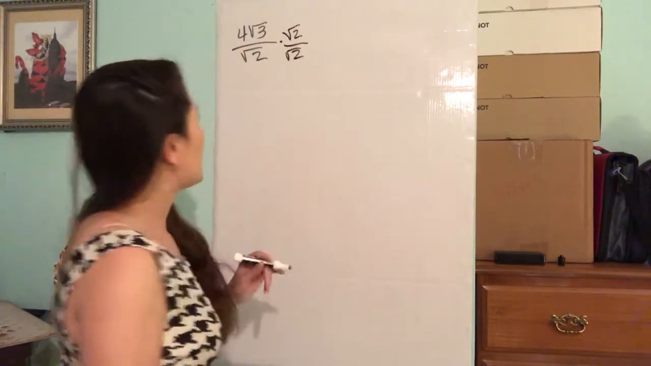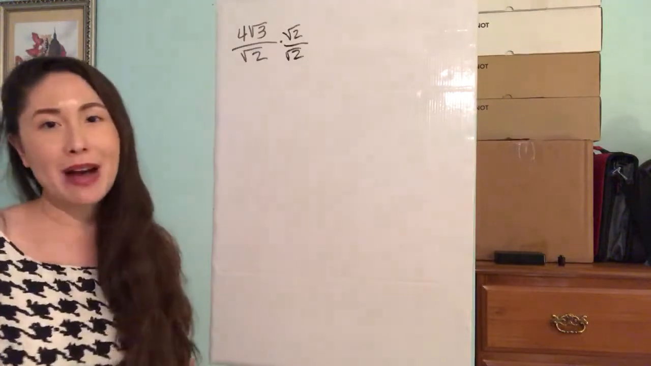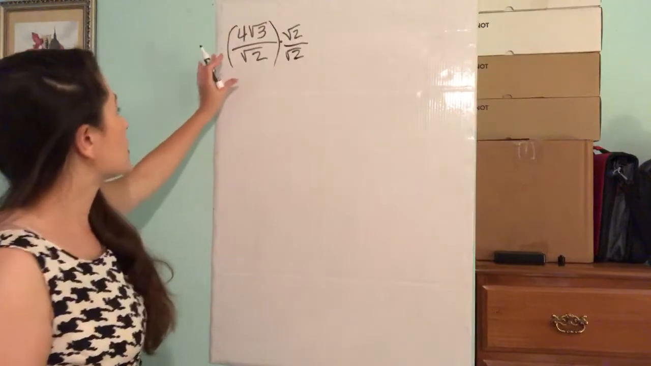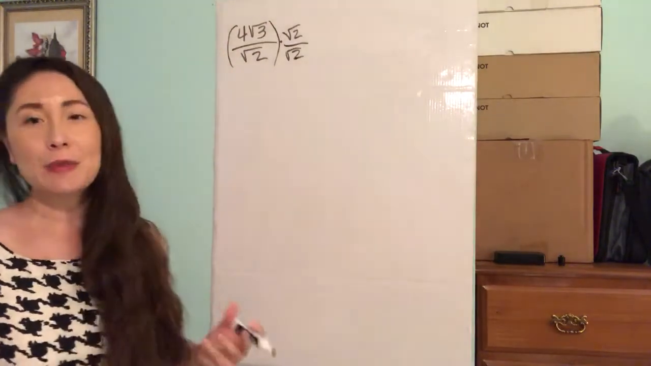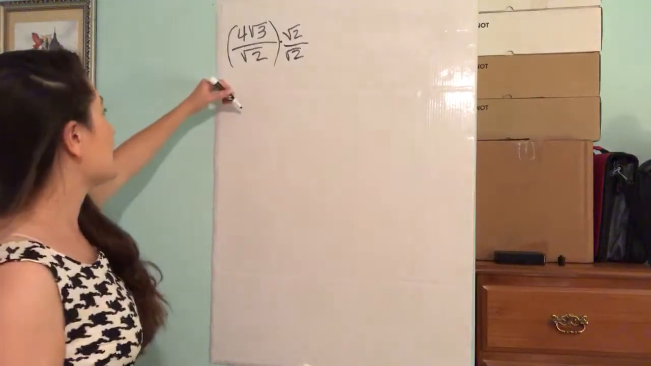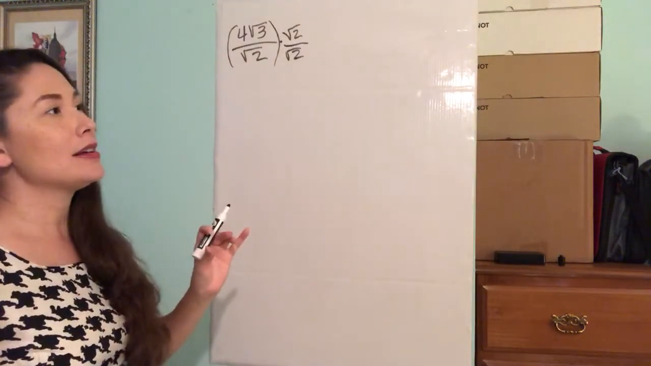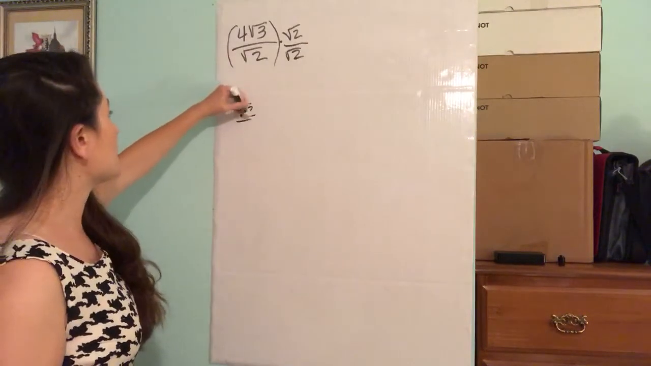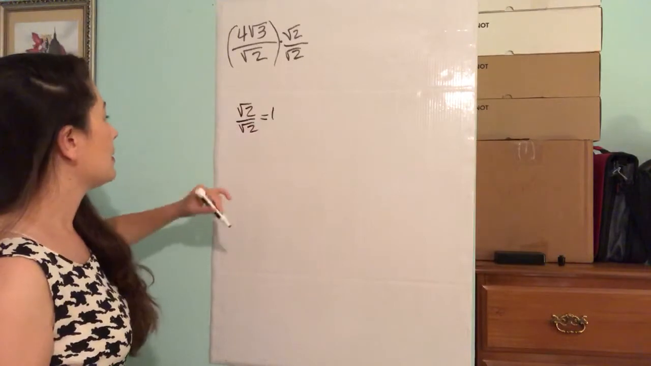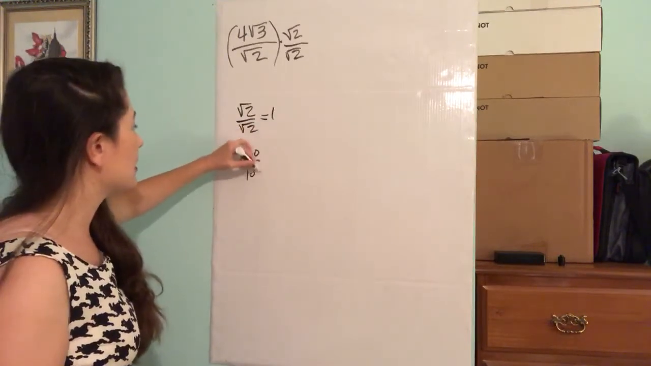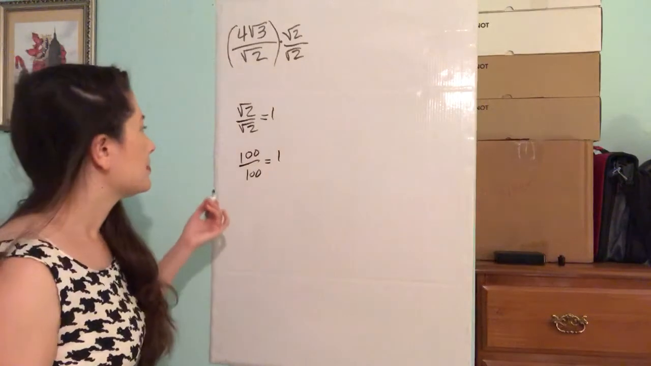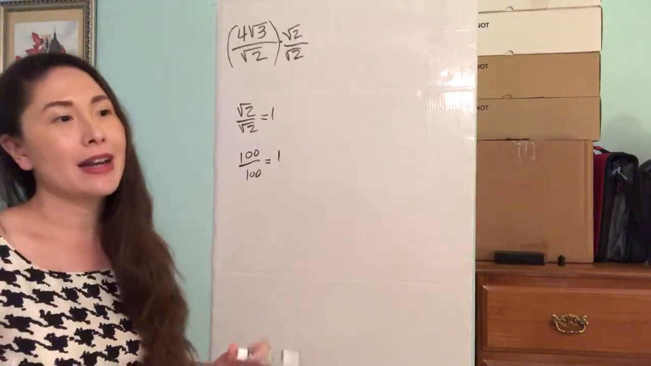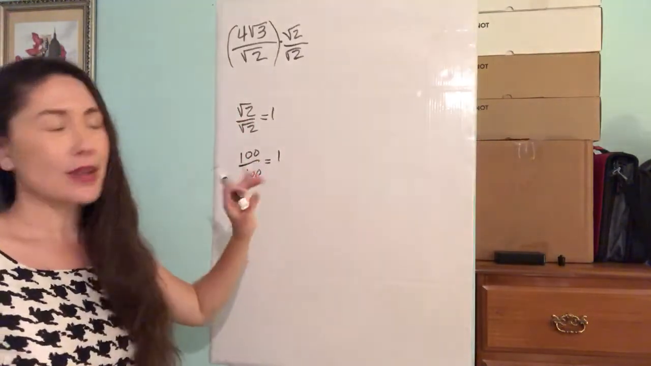Okay? Now this is okay to do because we're not breaking any math rules here. All we're doing is taking this quantity and multiplying it by 1, because anything divided by itself is going to be 1, right? So square root of 2 over square root of 2 is equal to 1. 100 over 100 is equal to 1. So all we're doing is multiplying by 1. We're not breaking any math rules by doing that, and that's why this is something we can do. Okay?